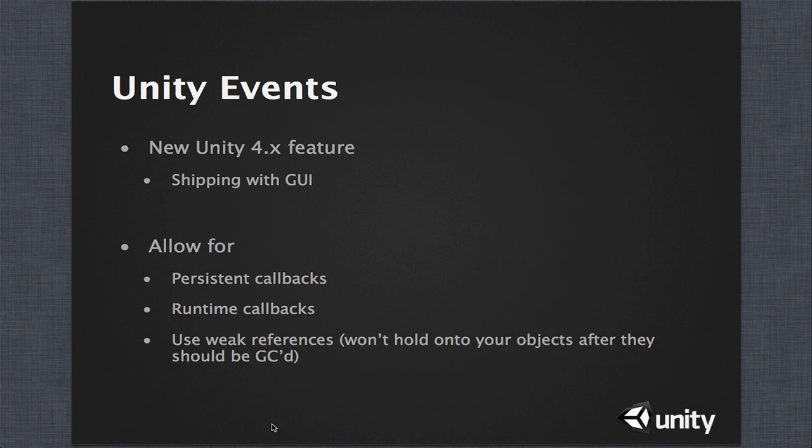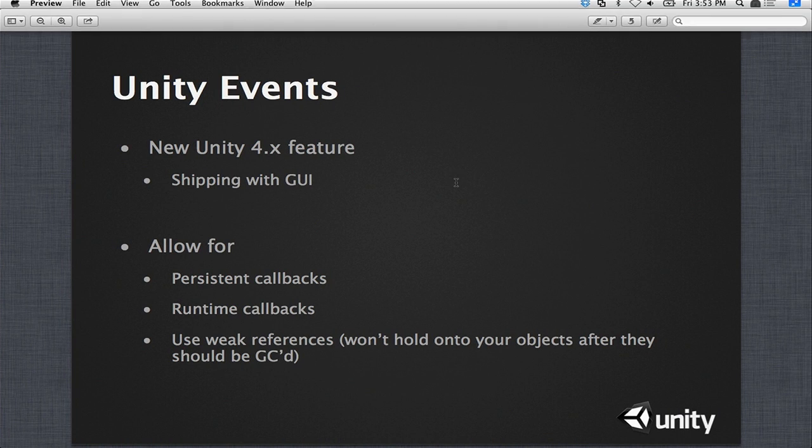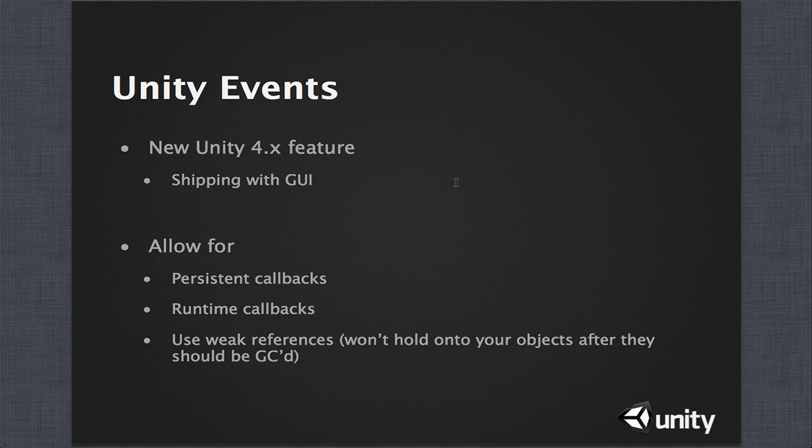OK, so moving on, I'm just going to give you a quick overview of a new feature we have coming in 4.x that's shipping with a new GUI, and that is the Unity event system. One thing that we've had a lot of requests for is persistent callbacks. For us, this means the ability to configure a callback in the editor at the time you build your game, and then have it execute at runtime based on a certain event.